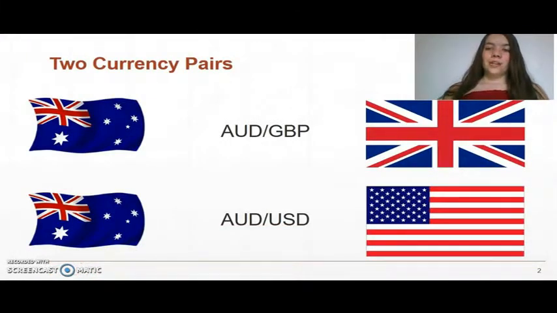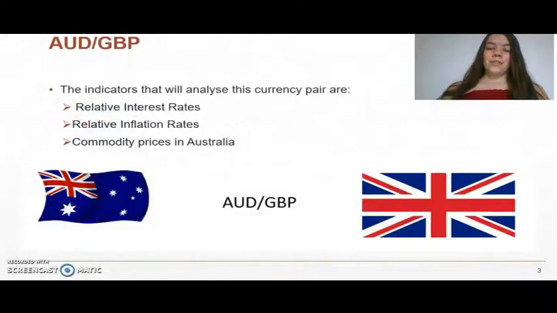In our market view presentation, we'll be analysing two currency pairs, that being the Australian dollar against the Great British Pound and the Australian dollar against the United States dollar. We'll be analysing them based on a number of indicators that will reveal to us what will happen within the next 3 to 6 months, whether that be appreciating or depreciating. So the first currency pair that we'll be looking at is the Australian dollar against the Great British Pound.